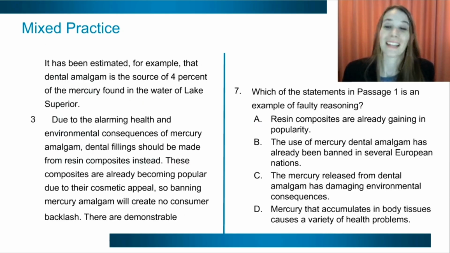And finally, here's our last question for this paired passage set. Which of the statements in passage 1 is an example of faulty reasoning? Again, just because the author has evidence doesn't necessarily mean it's valid. What is the flaw? All right, I'm going to give you a moment to pause the video here and look back over this text. If you need to, feel free to use that reference page of questions you should be asking yourself when presented with evidence. Match it up with an answer choice, and then we will discuss it.